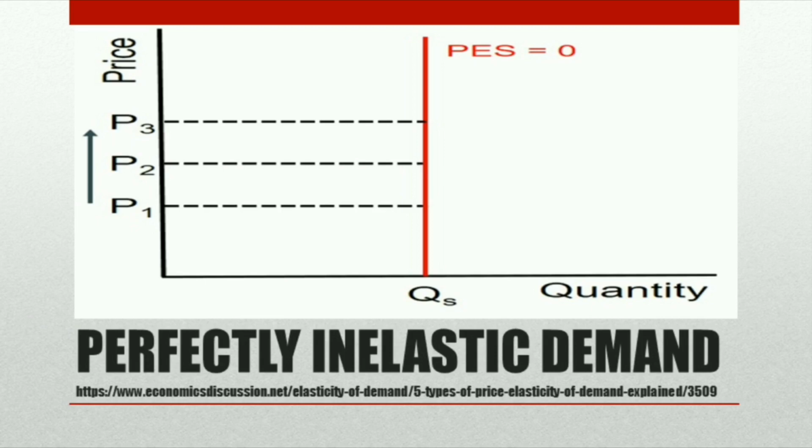See this graph. In case of perfectly inelastic demand, the demand curve is represented as a straight vertical line parallel to the y-axis. At price P1, quantity demanded is QS. At price P2, quantity demanded is QS. At price P3, quantity demanded is QS. Whether the price falls or rises, there is no change in demand. Whatever the price, demand remains constant. That is perfectly inelastic demand.